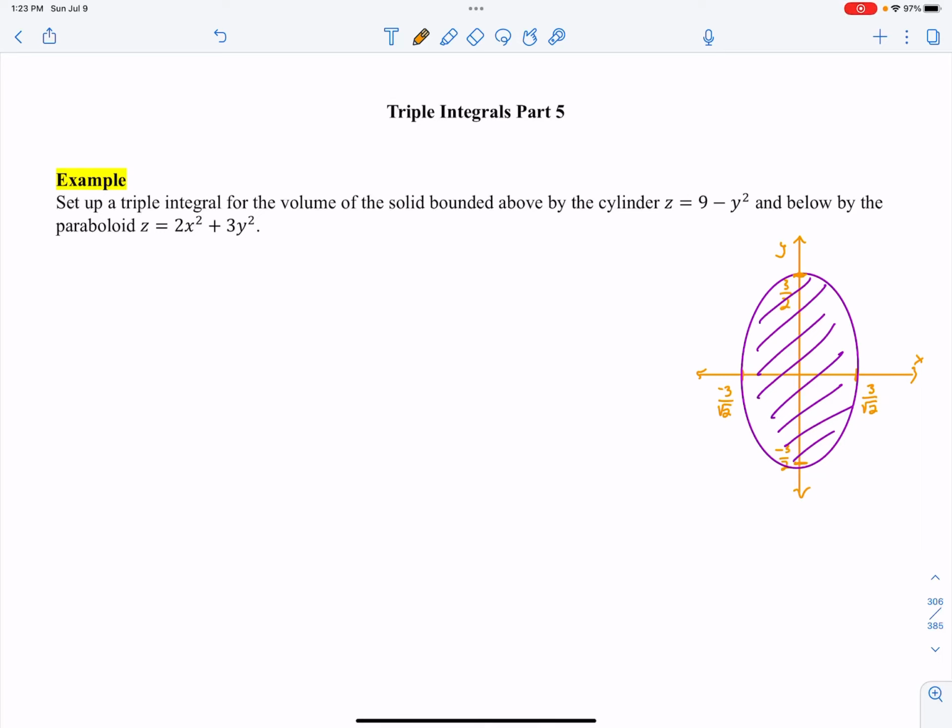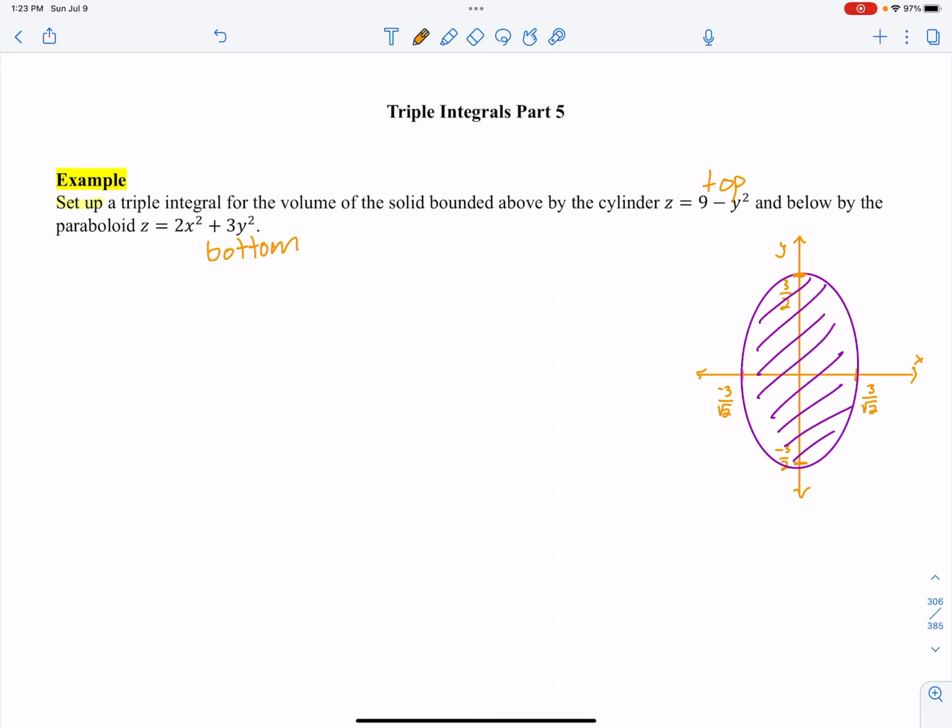In this video, we'll continue our discussion of triple integrals by working another problem. This is going to be another setup. So set up a triple integral for the volume of the solid bounded above. Alright, so we should probably write, if it's bounded above, this is our top. And below by that, so this is the bottom.